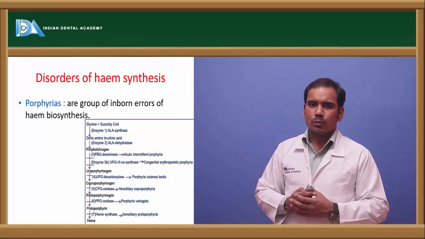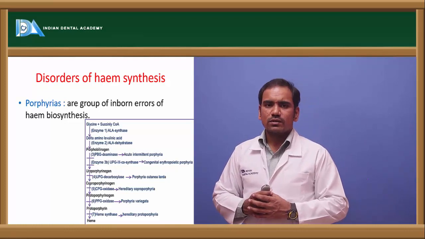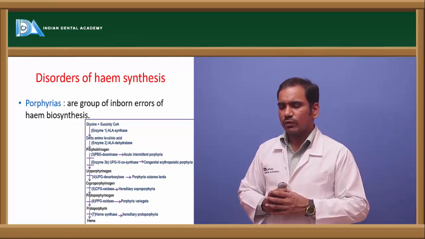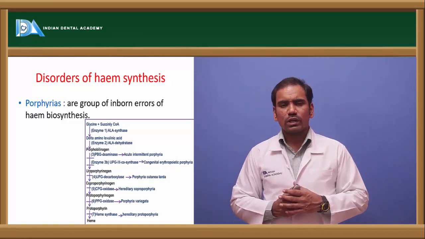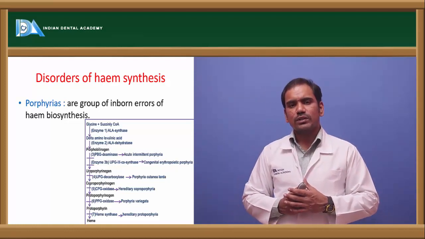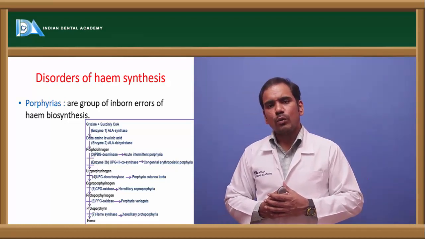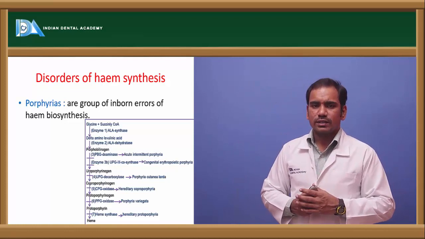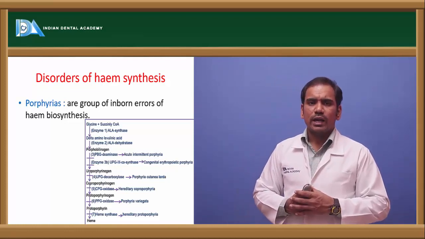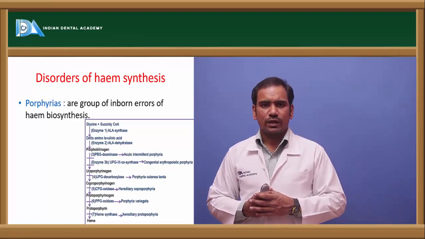So we have different types of porphyrias based on the block in the heme synthesis. Based on the enzyme which is defective or deficient, we have different types of porphyrias. Take the most important one, acute intermittent porphyria. That is because of deficiency of the enzyme called porphobilinogen deaminase, or uroporphyrinogen 1 synthase. Deficiency of this enzyme leads to a type of porphyria we call acute intermittent porphyria.